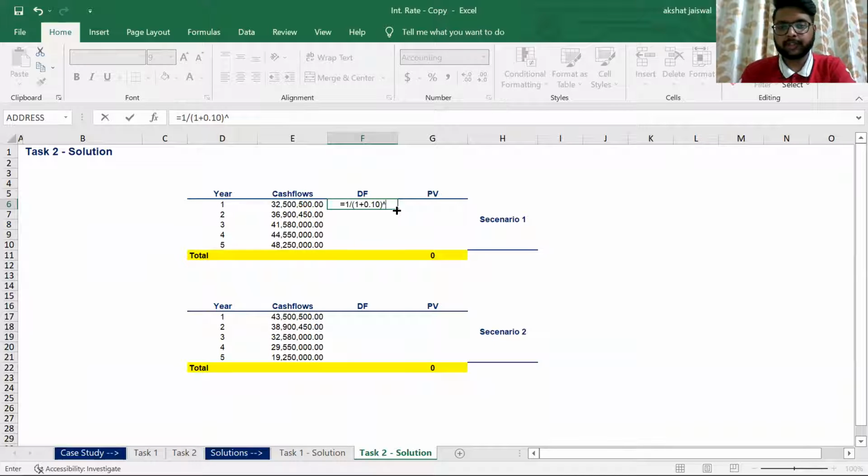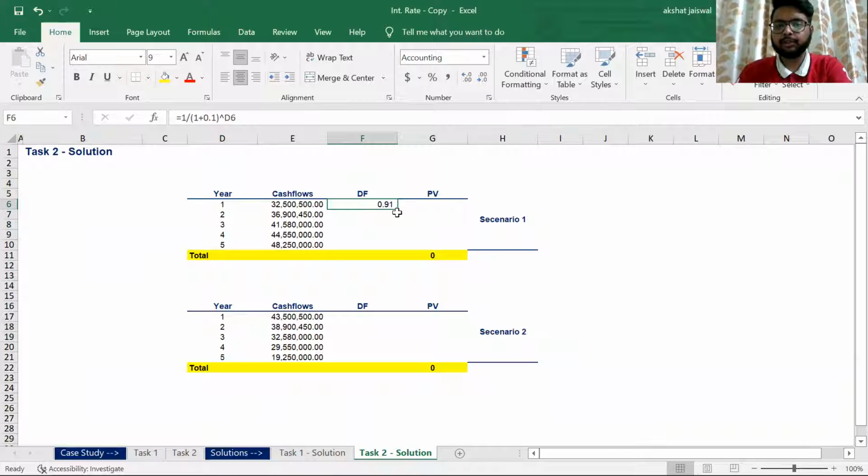Yeah, so it is Shift and 6 that will give you this small exponent symbol, and then you can click on number of years. What is number of years? This is 1. Just select this and click enter. So you will get close to 0.0.